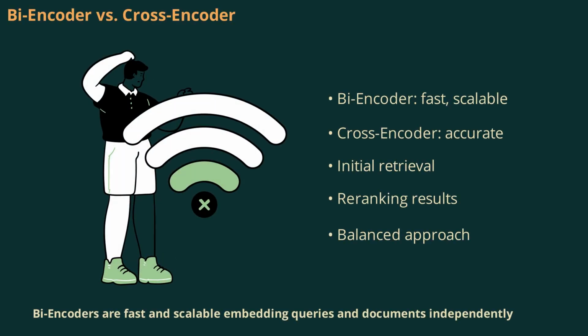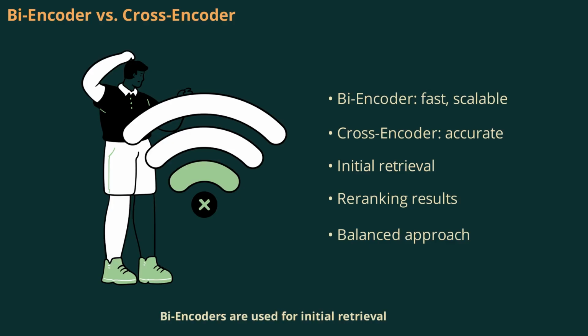Bi-encoders are fast and scalable, embedding queries and documents independently. Cross-encoders, by contrast, process query document pairs together, offering higher accuracy but at the cost of speed. In RAG systems, bi-encoders are used for initial retrieval, while cross-encoders act as rerankers to refine results. Combining both methods balances performance and precision.